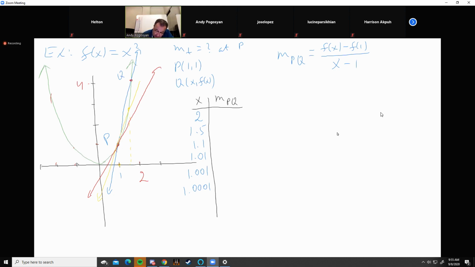So the slope of the tangent line is defined as the limiting position of the slopes MPQ as Q approaches P, which means the limit of f of x minus f of 1 over x minus 1, as x approaches 1.